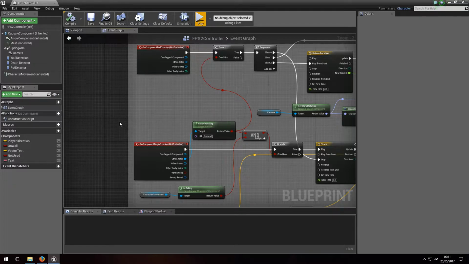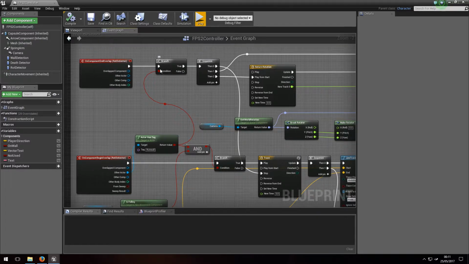I mentioned in the comment that I left that I found two bugs, the first of which was when you had the end overlap branch attached to the "and" instead of the actor has tagged, you'd get a small bug where if you had a run wall parallel to a floor, you could drop to the bottom of the run wall and then move away from it, and you'd keep the rotation you previously had, which looked a bit janky.